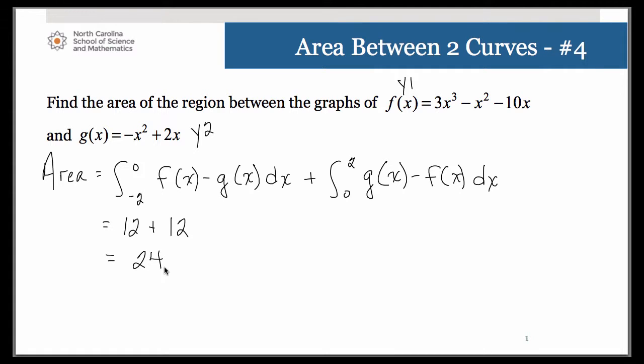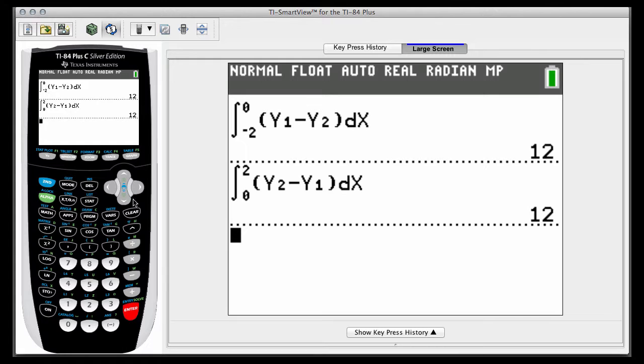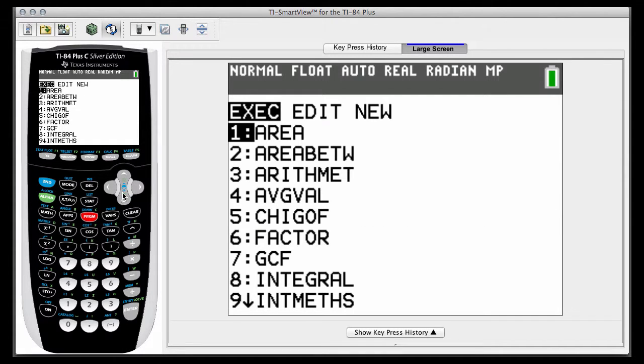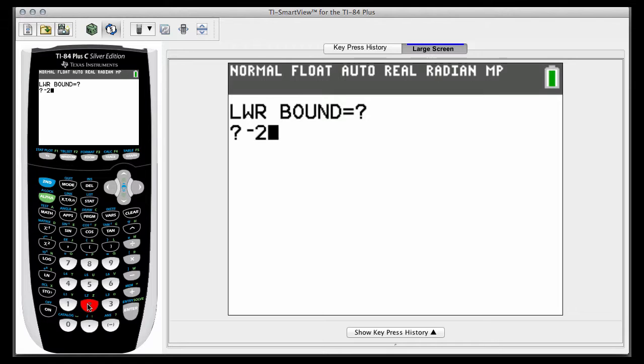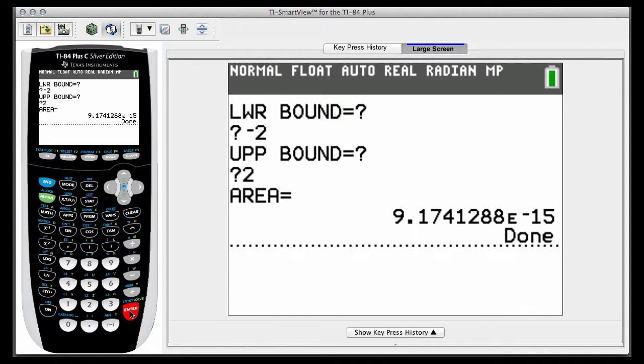Now let me show you something with that area between program, because we've been talking about how we could use that to check our answers. Let's go ahead and run the program. What a lot of people would try to do is run it from -2 to +2 and just find the whole area in one lump sum. So -2 to +2. And look what you get. This is a case in which you actually have to be smarter than your calculator.